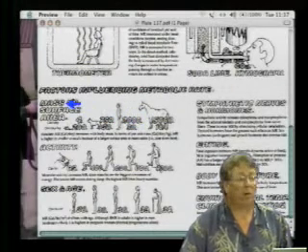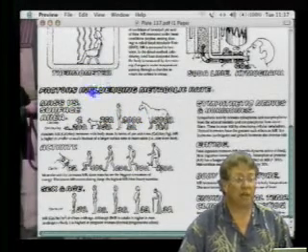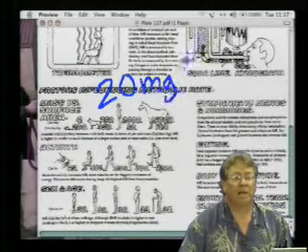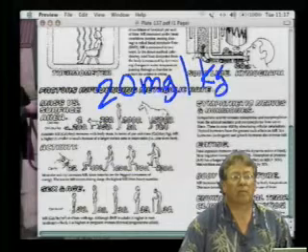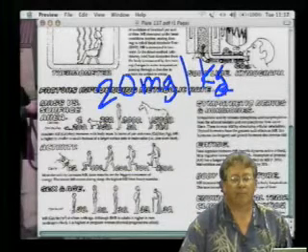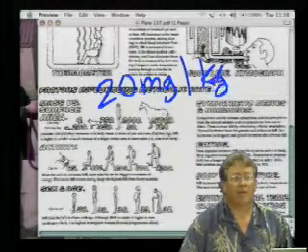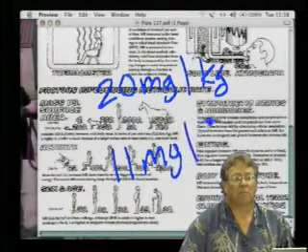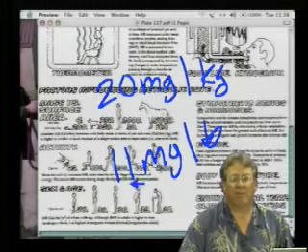You don't have to remember these numbers, this is just as an example. In a cat, when I use ketamine IM, I'll give them 20 mg per kilogram. In my pigs, I'll use half the amount, 11 mg per kg.